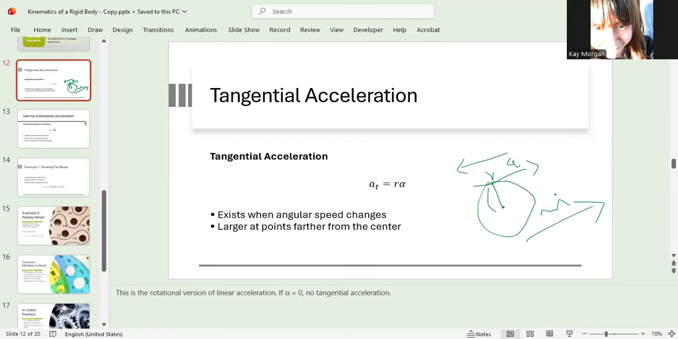Okay, so if angular acceleration is zero, if alpha is zero, then your tangential acceleration is also zero, because with algebra, when zero is multiplied with a number, it will be zero. So therefore, your tangential acceleration is also zero, even though the object may still be rotating.